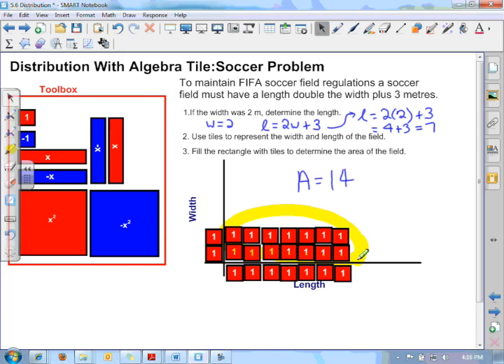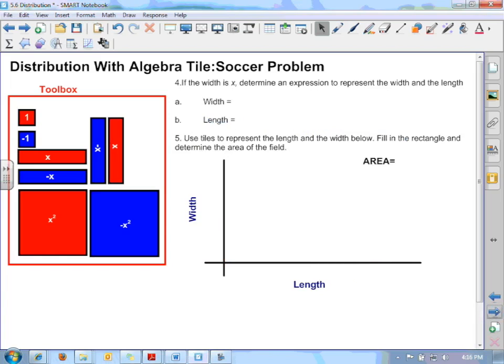So let's go on to the next page. So you copy that down. If you have to pause at any moment, you can, but really this part you should be already all done. So now we're not going to use numbers. We're using variables for the next part.